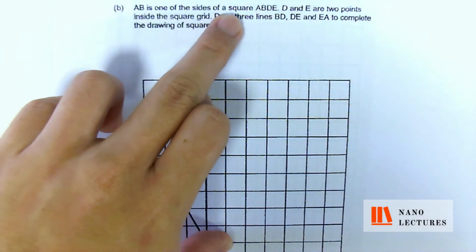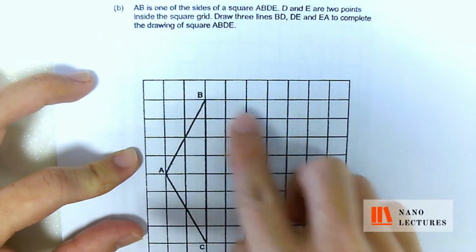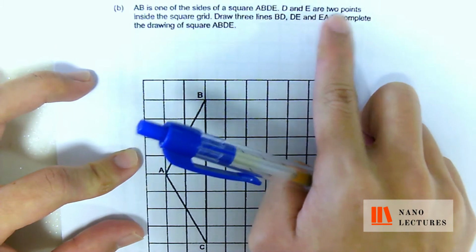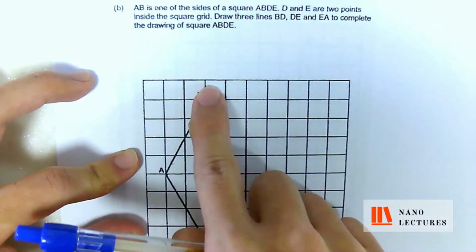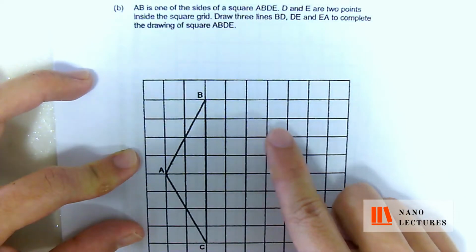AB is one of the sides of the square ABDE. Okay, so it's a square, right? So it's ABDE. Okay, so it looks like this. Then they say that D and E are 2 points inside a square grid, and then they ask you to draw 3 lines, BD, DE, and EA to complete the drawing of ABDE.